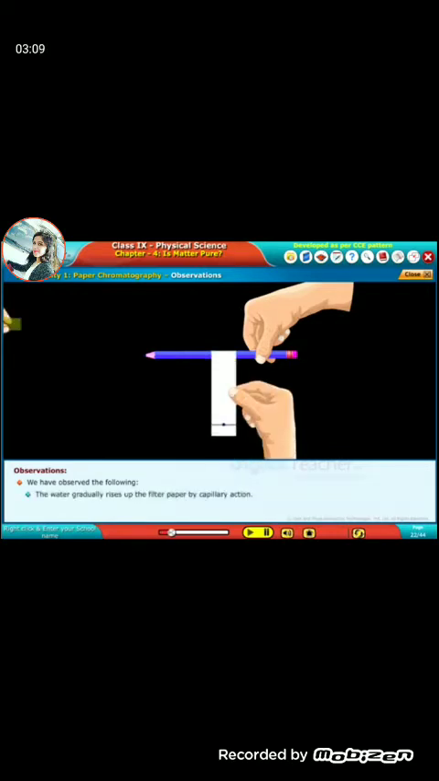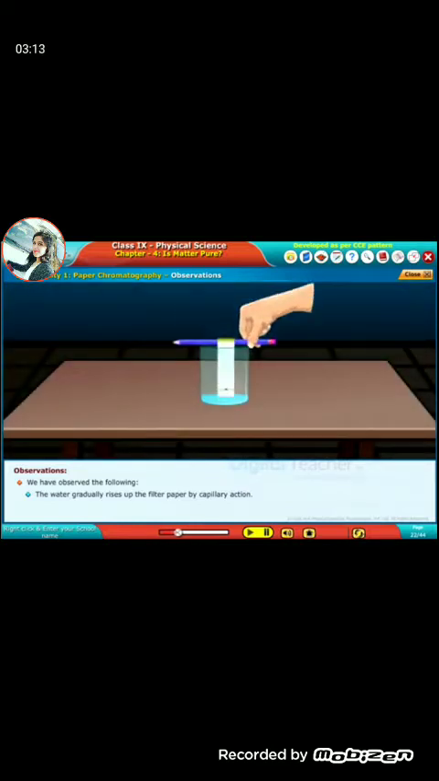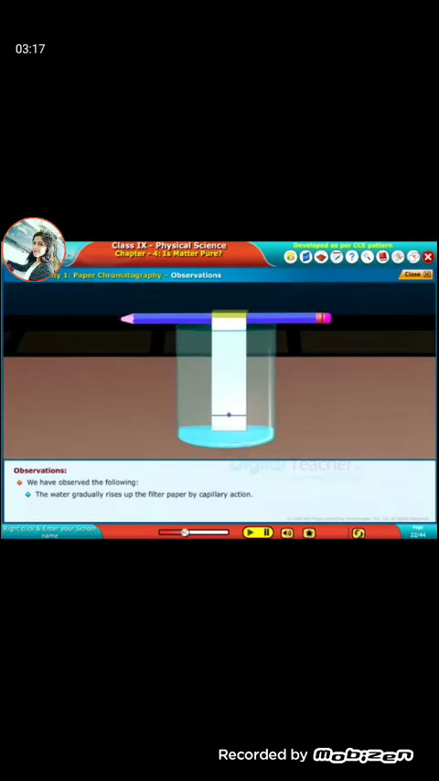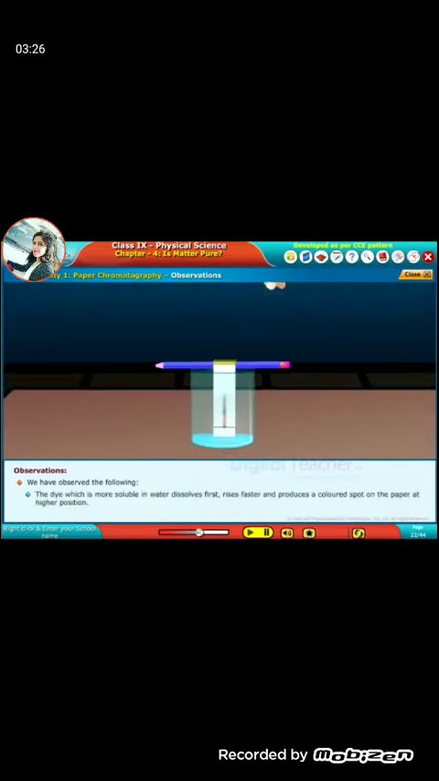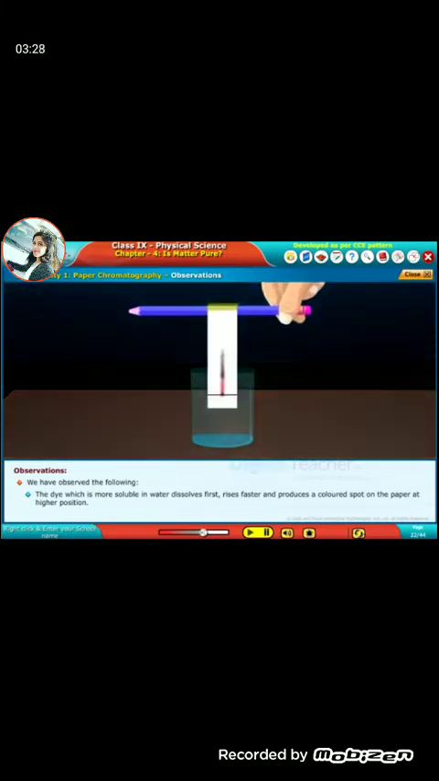So what kind of changes have we observed? Now we will see the observation. We have observed the following changes. The water gradually rises up the filter paper by capillary action, because filter paper has small pores, so it shows capillary action. And as water moves up the filter paper, it shows the different colors.